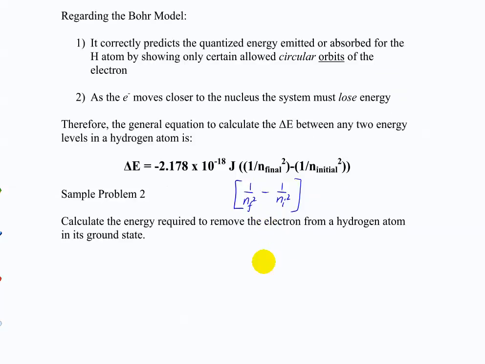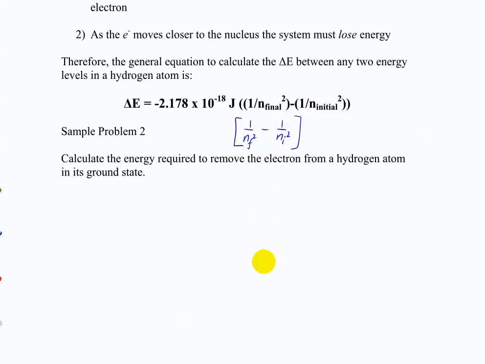All right. So that said, how do we figure out a problem like this, which is a little bit trickier? The energy required to remove the electron from a hydrogen atom in its ground state. What does it mean to remove the electron in terms of exciting to different energy levels? How much energy is required to put in? How are we going to use this equation, right? We've got NF and NI. NI is going to be 1 because that's the regular ground state. But what's NF if we want to remove the electron? What does that mean? Infinity, right?